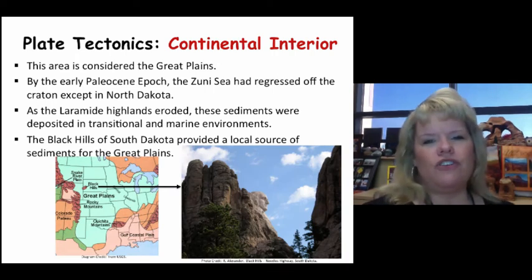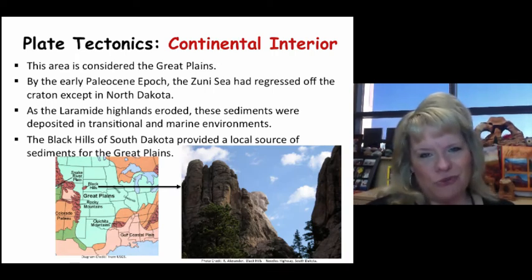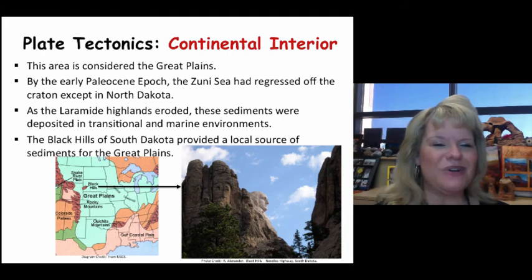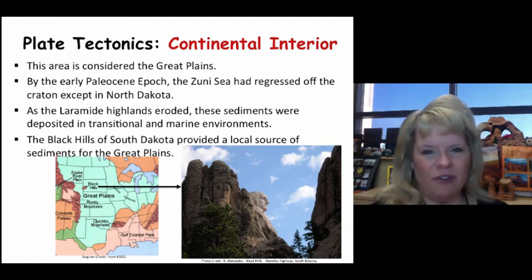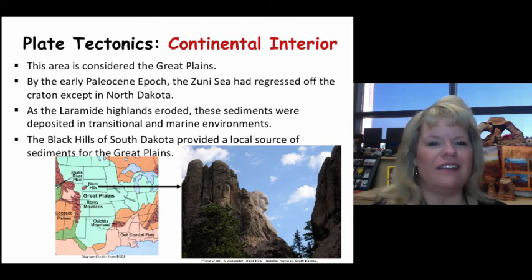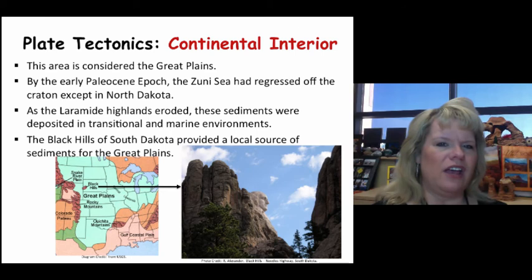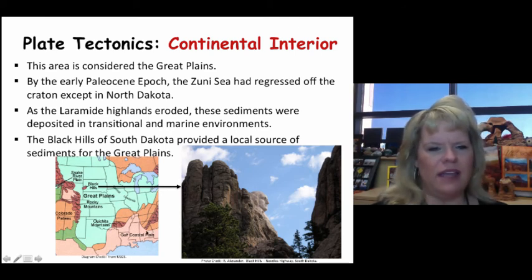Well, the continental interior is not without a story either. Some really great things happened during the Cenozoic in the continental interior, and one of my favorite places in the middle of our continent is the Black Hills in South Dakota. We consider this area, when you're looking at the Great Plains, this whole section of areas, so even parts of Texas, are considered the Great Plains.